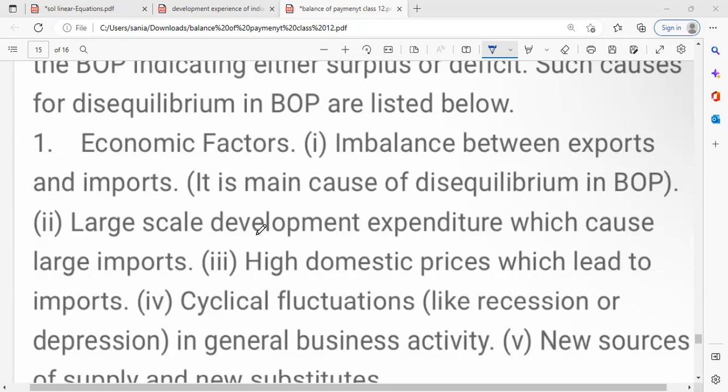Second economic factor is large scale development expenditure, which causes large imports. You want to develop your country. So for development, you always need to purchase things from other countries. So at that time, you will purchase it from the other country.